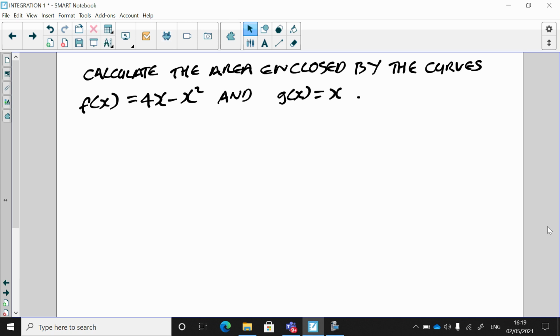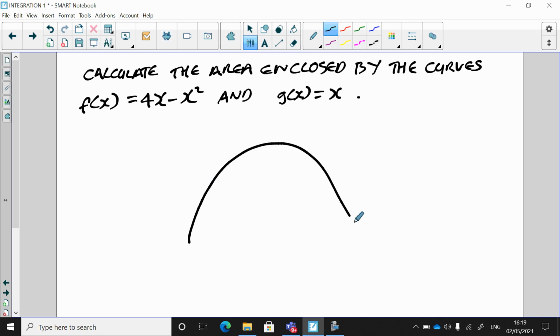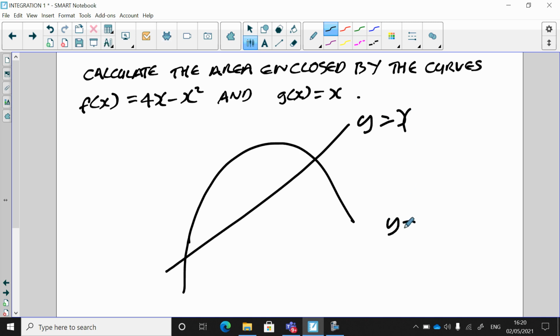So calculate the area bounded by the curves 4x take away x squared and x. So 4x take away x squared, that's kind of parabolic. So I could show that here. So that's something like that there. And g of x equals x, something like that there. Okay. So that's like y equals x and y equals 4x take away x squared. That's what they're saying here.